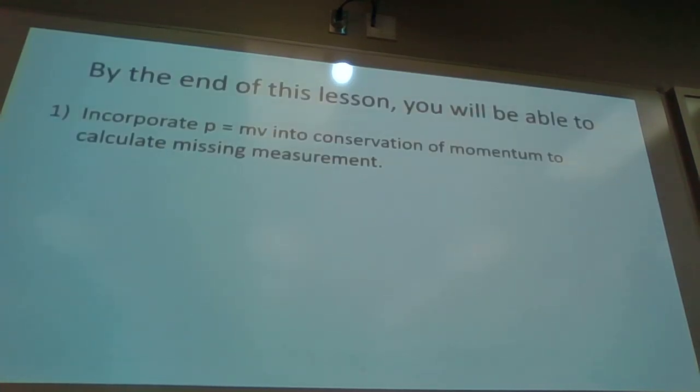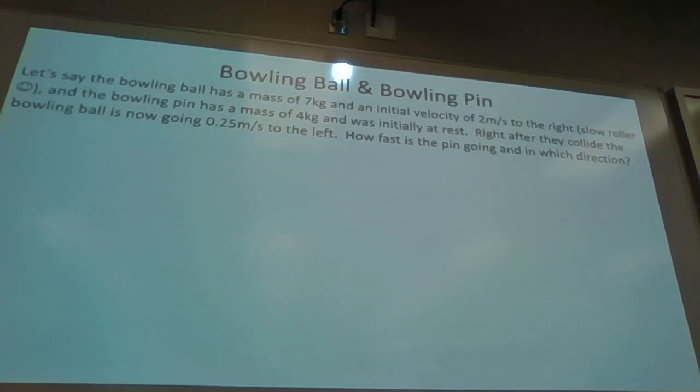We know that momentum is mass times velocity. Okay, so we're doing the same ideas, but we're incorporating this mass and velocity. So here's an example problem. Let's say, going back to our bowling ball, bowling pin example, we have a bowling ball that has a mass of 7 kilograms and an initial velocity of 2 meters per second to the right. So it's moving slowly. And the bowling pin has a mass of 4 kilograms and is initially at rest.